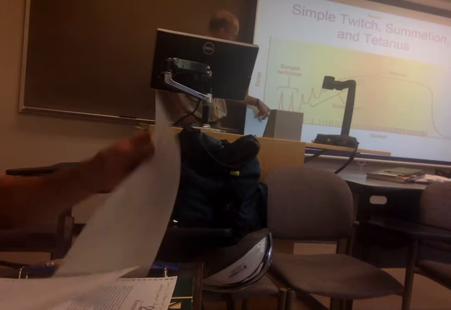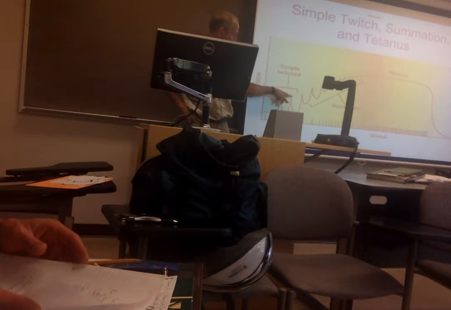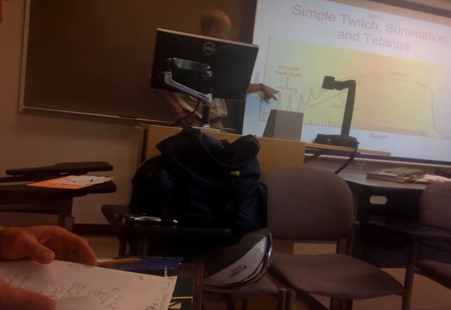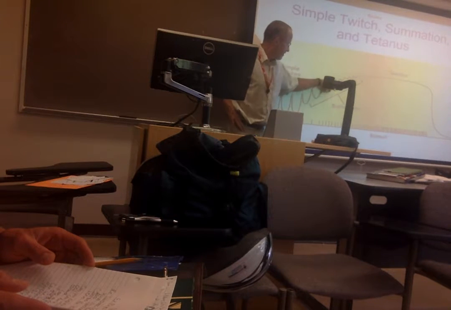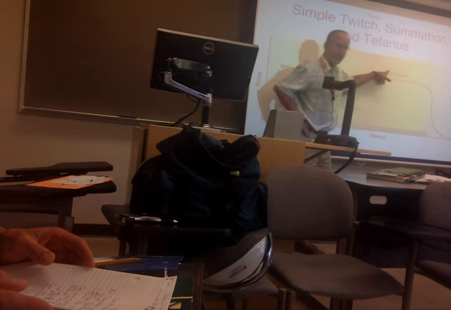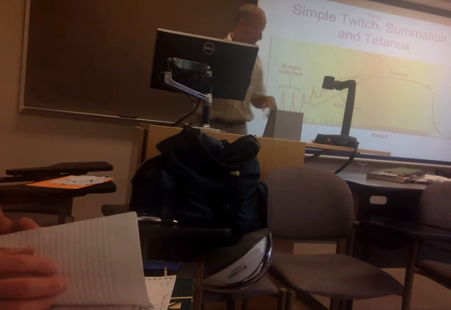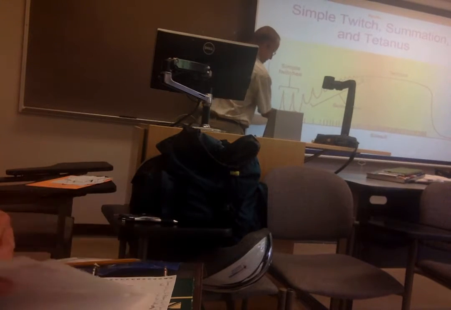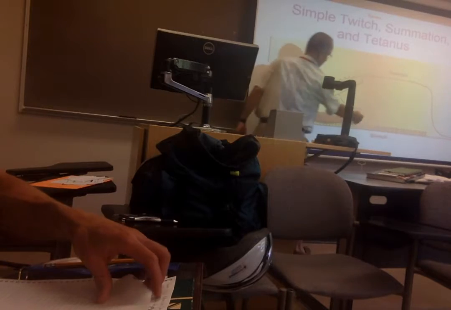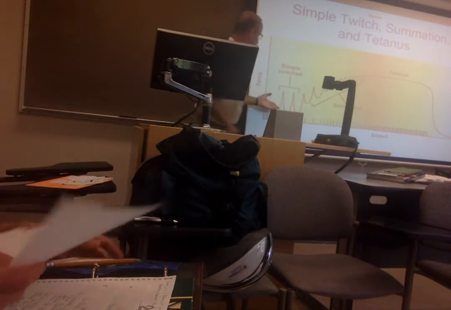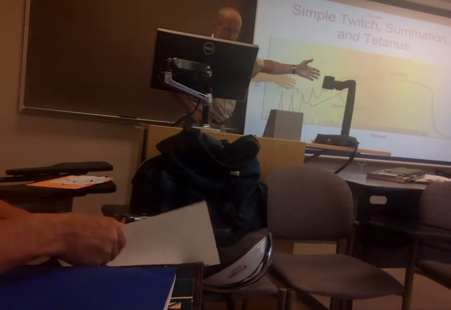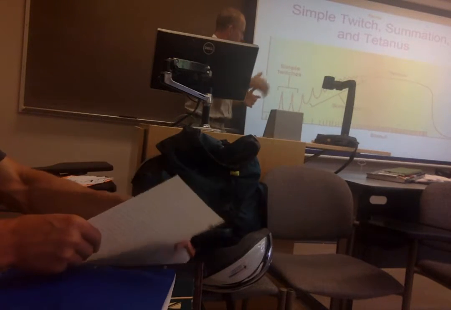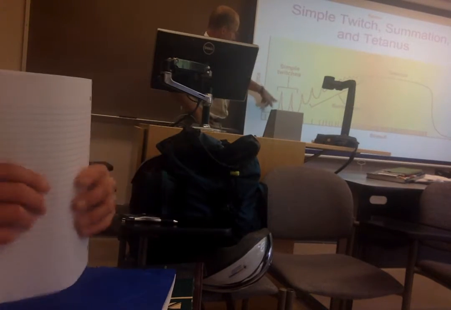I twitch. So this is twitch, twitch. Look at the tension, right? And you twitch it faster. Oh, then it sums. That's called summation. And then when it smooths out, it's called tetanus. So just the frequency of the neural stimulation affects it. More frequent stimuli result in tetanus, which is more tension than just a simple twitch.